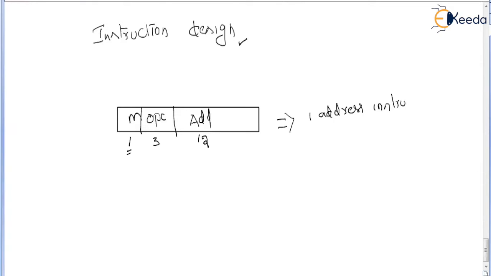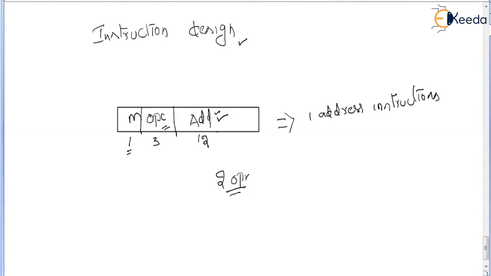One address instructions. That is purely because we have only one address within the instruction. But in order to perform the operation, how many operands do we require? We require a minimum of 2 operands. Okay, but do we have 2 operands in the instruction? No, we have only one operand, rather the address of the operand within an instruction.